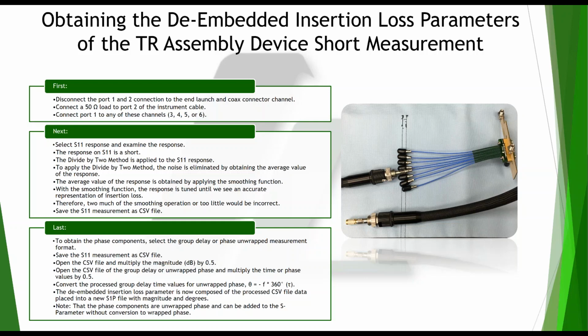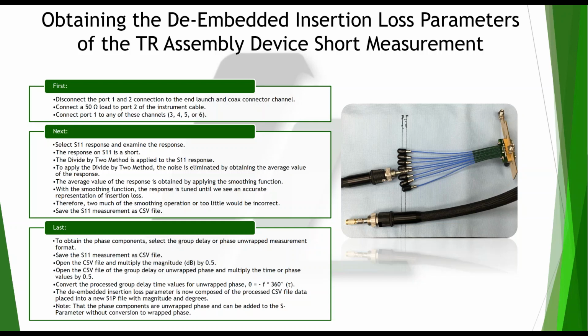So first, we disconnect the VNA from the last TR testing, connect the 50 ohm load to port 2 in the instrument cable, and then connect port 1 to any of these 3, 4, 5, and 6 channels, as the flooded ground plane of the PCB will cause the short. Select the S11 response to examine the response.